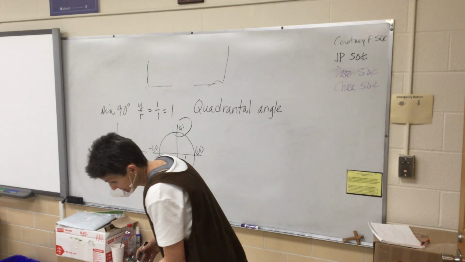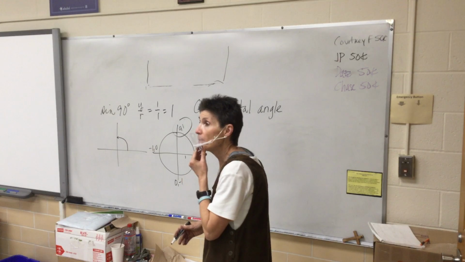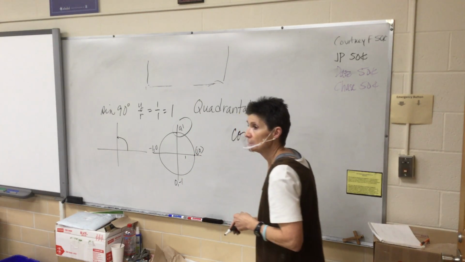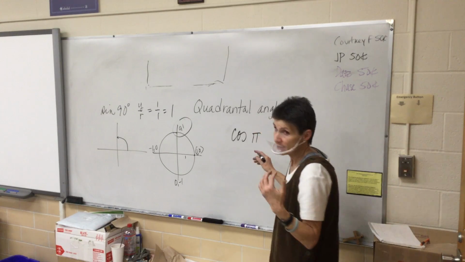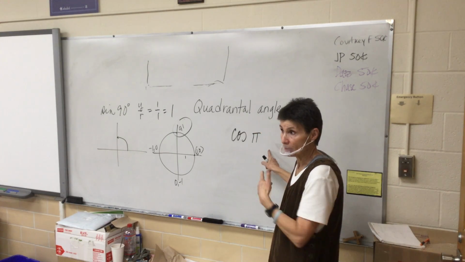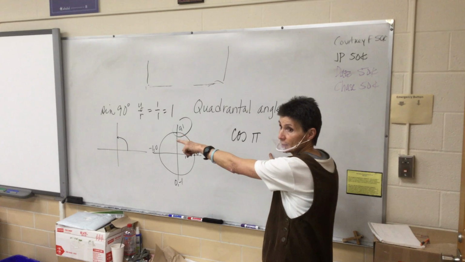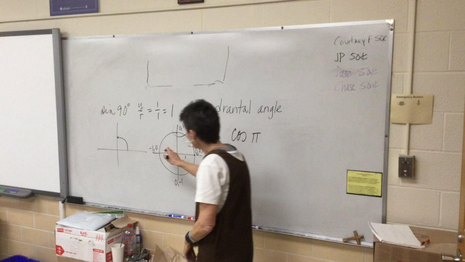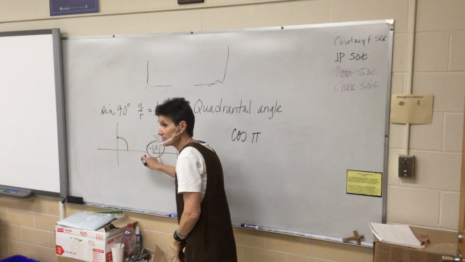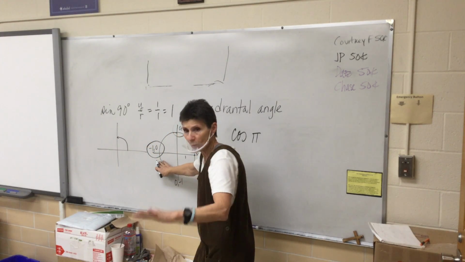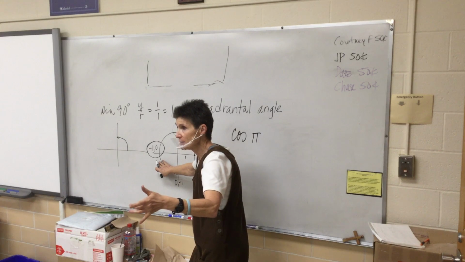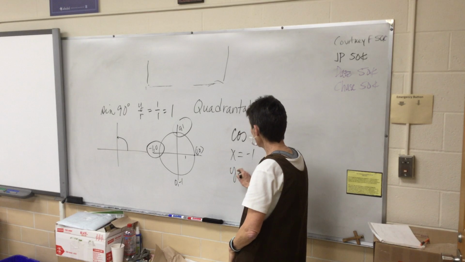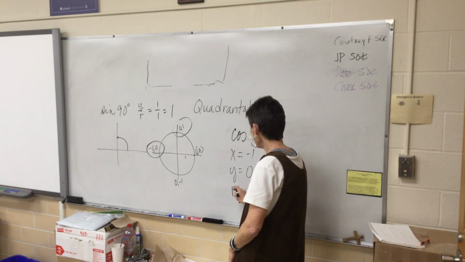So the next one says cosine pi. Well, pi is 180, right? Is that also quadrantal? Yeah, it is. What's that point? Well, that point's right here. Would everybody agree this is where pi is, or 180, if you want to think about it that way? So we know that x is negative 1, y is 0, and r is 1.